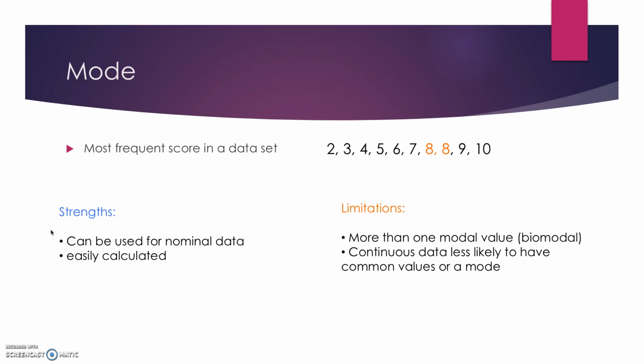Now, a strength of the mode is that it is the only central measure of tendency that can be used for data measurement in a nominal scale. As well as this, it can be easily calculated, which is pretty obvious, seeing that it is literally just the most frequent number that appears. However, a disadvantage is that there can sometimes be more than one, and this is called bimodal. So, for example, in a data set, there could be 2 or 3 modes, in which case the researcher wouldn't know which one to go with. Additionally, continuous data is less likely to have a common value or a mode. The mean will be a lot better for finding the average of such data.